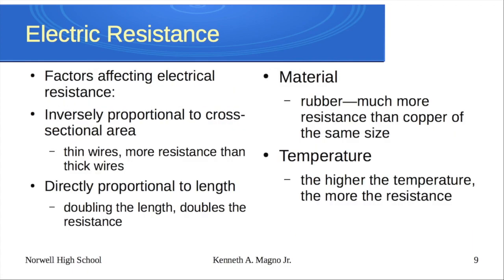So now, the factors that cause electrical resistance are things like the cross-sectional area. So the resistance is inversely proportional to the cross-sectional area. So the smaller the area, so if I have a very small wire, so something like this versus something like this, this will be high resistance, this will be low resistance, all right? So thin wires have more resistance than thick wires.